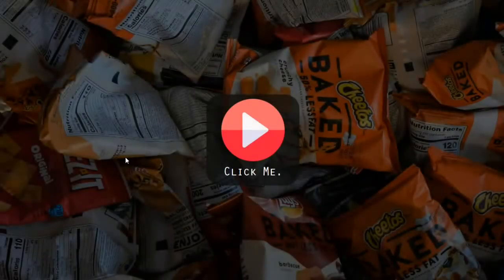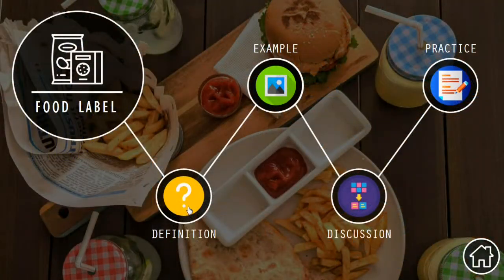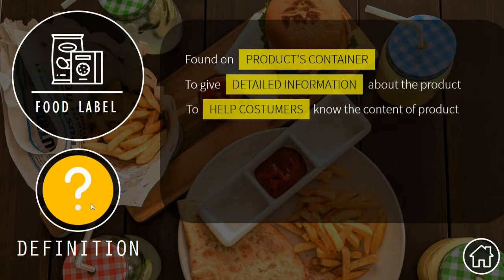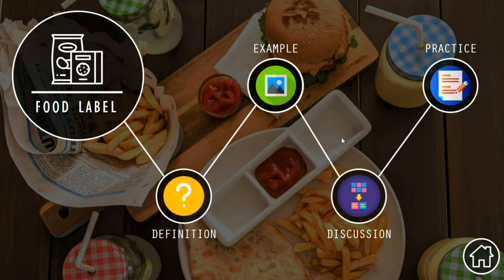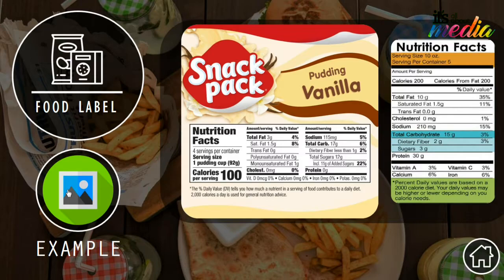Let's start our lesson about label, which is found in food and drink products. The main function of this kind of label is to give detailed information about the product. Therefore, the customers who want to take advantage of these products will receive detailed and accurate information. After understanding the definition, look at these two examples of food and drink label. This kind of label can be found at the back of the product or on its container.